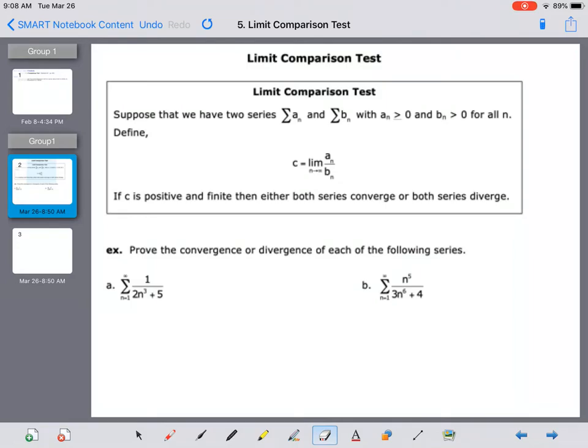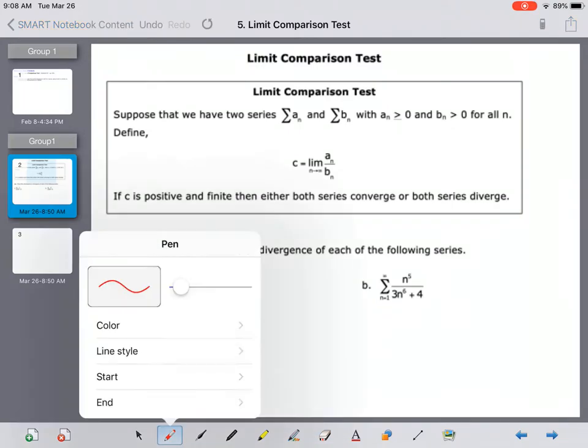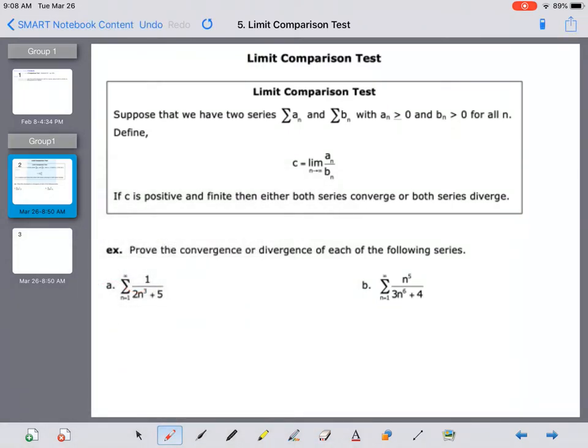The limit comparison test says, suppose that we have two series, where a sub n is the original series. We're going to label that one as our original. And b sub n, that's going to be our comparison series, and that's going to make sense in a minute when we do a problem. Both of these series do have to be positive. Most of our series are, we haven't really gotten to negative series too much.